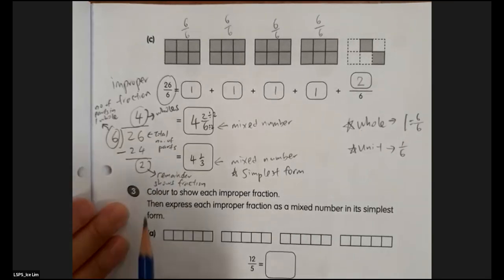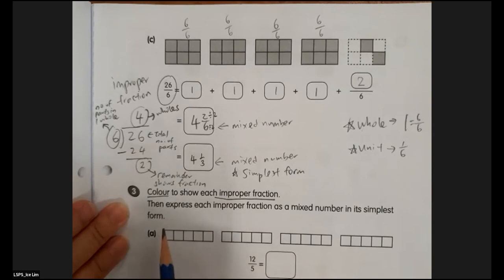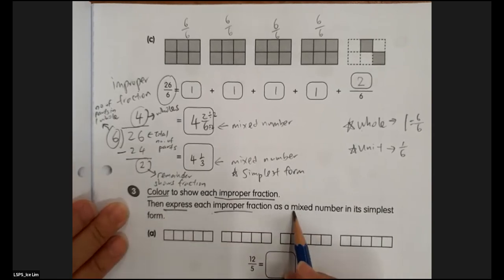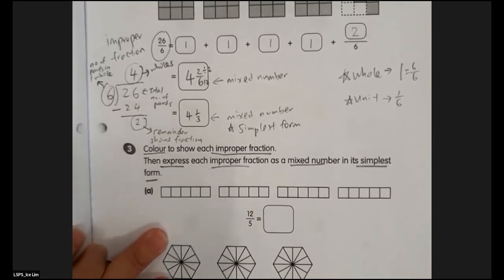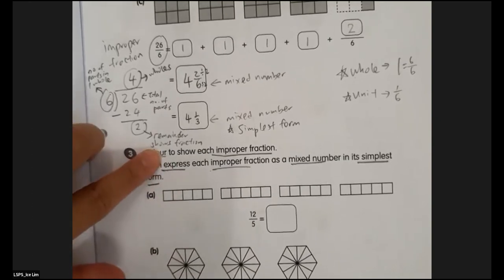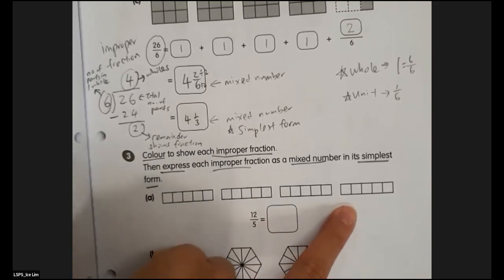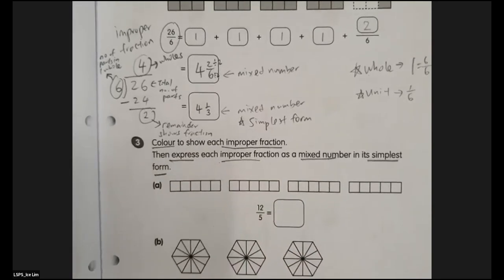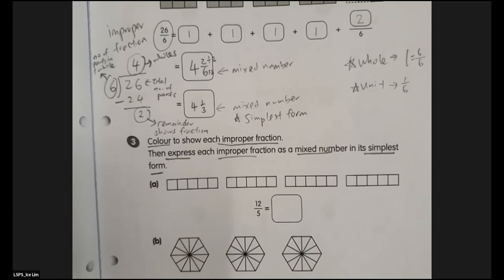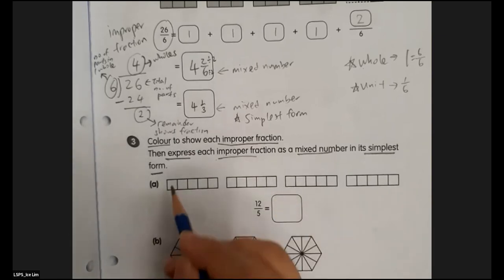Okay, correct. So next one, color to show each improper fraction, then express each improper fraction as a mixed number in simplest form. So you see, this question is still 2 marks. For 2 marks, you need to be able to color correctly, convert correctly into simplest form. If you color correctly, but you convert wrongly, you get 1 point. You convert correctly, forget to put simplest form, 1 point. You do everything correctly, 2 points. Okay, understand? Okay, so I've got 12 of it.